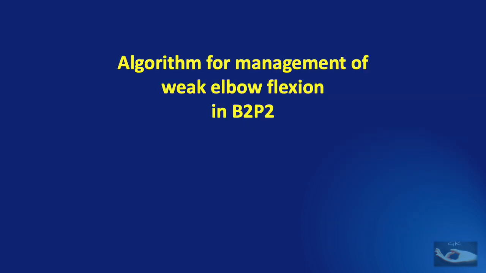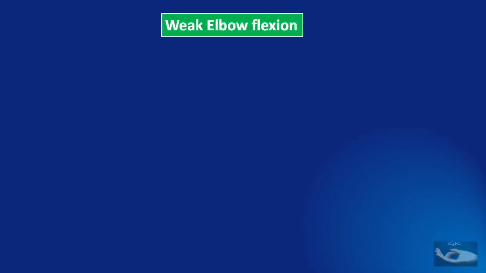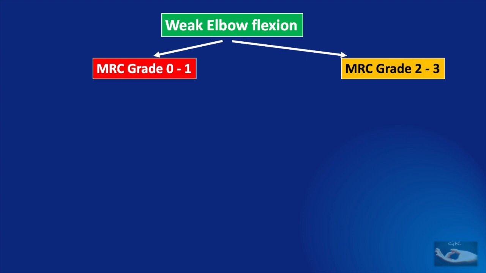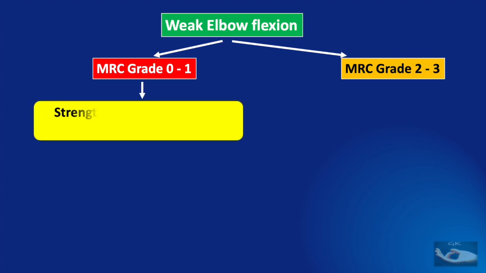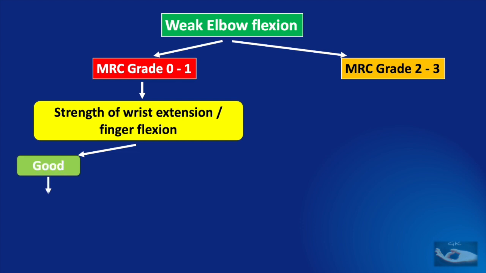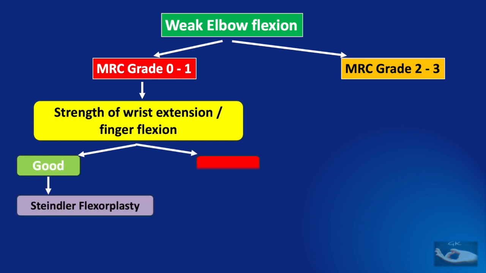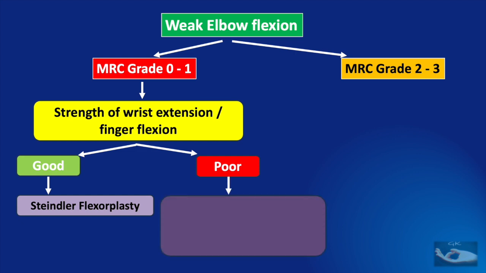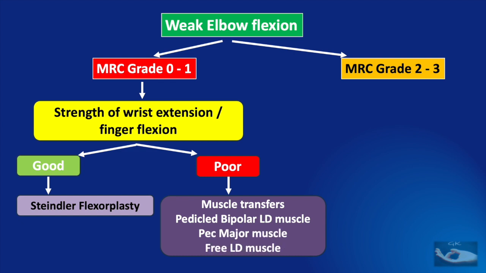Now let us see the algorithm for management of weak elbow flexion in birth brachial plexus palsy children. When there is weak elbow flexion, we need to check whether it is MRC grade 0 or 1 or MRC grade 2 or 3. If there is almost no elbow flexion, we need to check the strength of the wrist extension and finger flexion. If it is good, we can do Steindler flexorplasty. If it is poor, we need to do other muscle transfers like pedicled bipolar latissimus dorsi muscle transfer, pectoralis muscle transfer, or even free functioning muscle transfer.